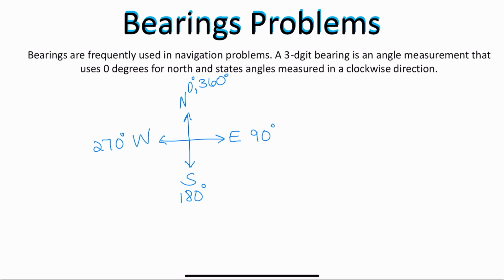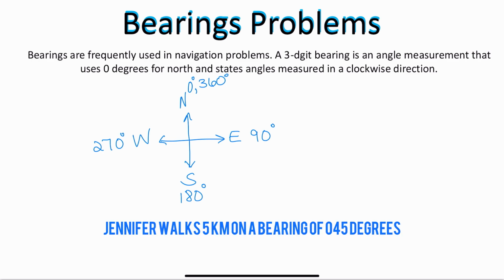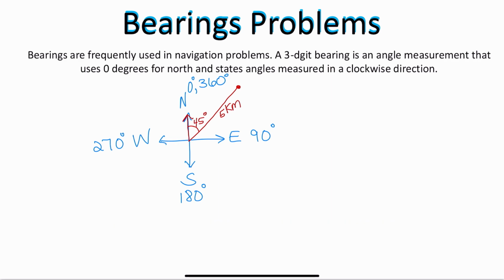Let's pretend the problem says that we have Jennifer who is walking on a bearing of 45 degrees for 5 kilometers. So you're going to start from north. You're going to go in a clockwise direction, 45 degrees. And so Jennifer has just moved 5 kilometers on a bearing of 45 degrees. So in reality, bearings really aren't that complicated. If you remember, it is always from north and you're traveling clockwise.